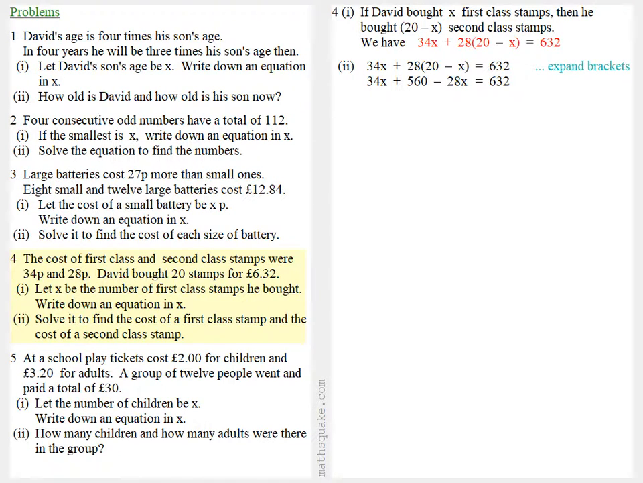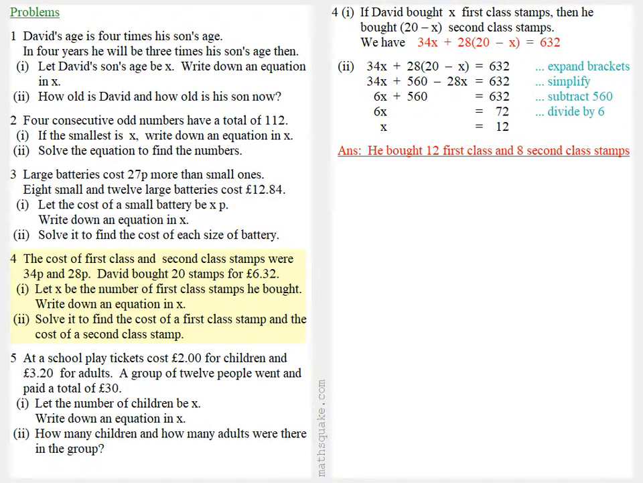Now to solve that equation, we can expand the brackets. This gives us 34x plus 560 minus 28x equals 632. We can simplify that as 6x plus 560 equals 632. And if we subtract 560, we get 6x equals 72. Now if we divide by 6, we get x equals 12, which means he bought 12 first-class stamps and 8 second-class stamps.